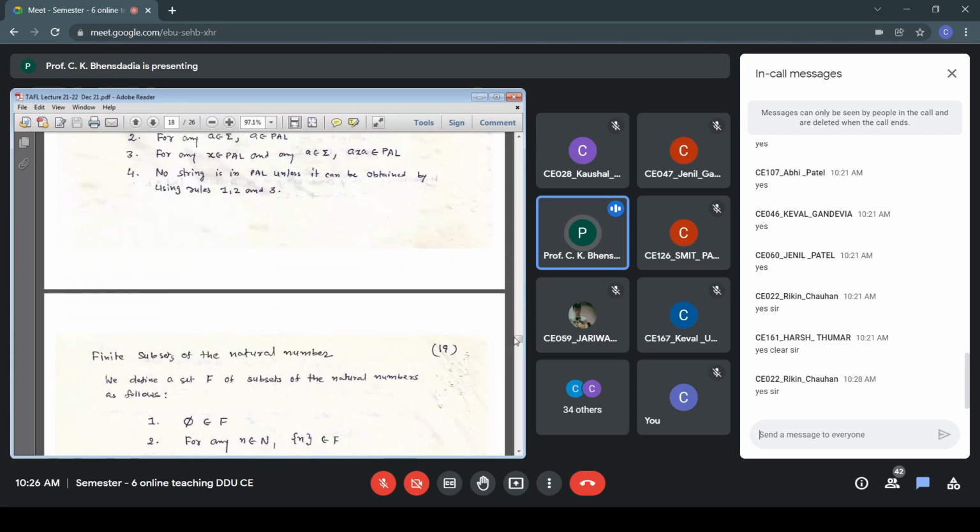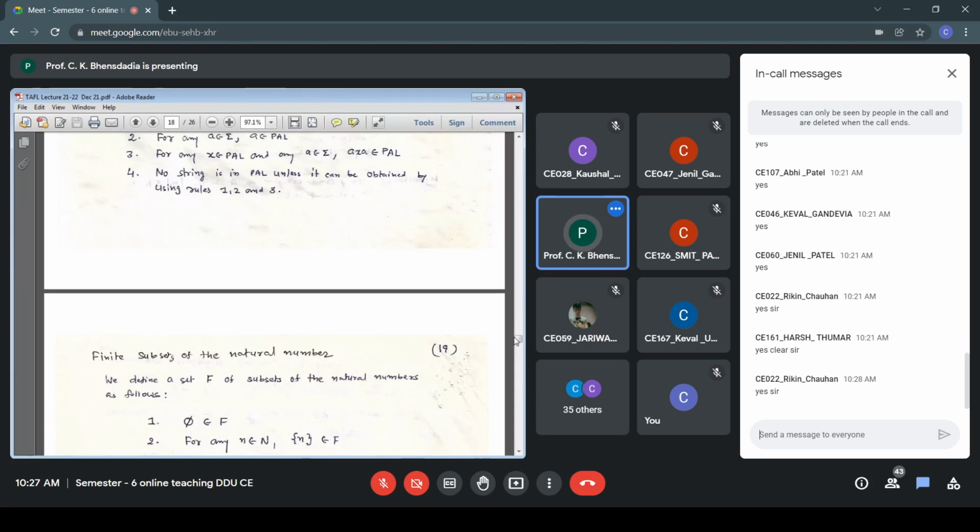For any n belongs to N, where N is the set of natural numbers, curly bracket n belongs to F. So you take a natural number, say 1. So that will be {1}, {2}, {3}, {4}, and so on and so forth. All of them are there in F. F contains all the subsets, so subsets having cardinality 1 have to be there in F. Any natural number you think of is included in F. That is my rule number 2.